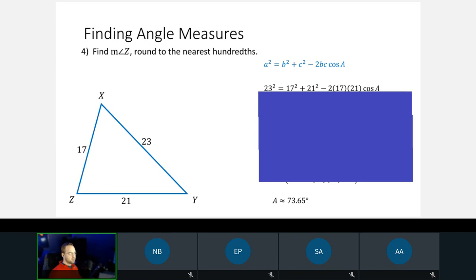So here's the setup everyone should have had. One thing I like to do is circle. So we're trying to find angle Z. So that's this one right here. And opposite that would be, well, little z. So that's why 23 is on the other side of the equal sign. It does matter.